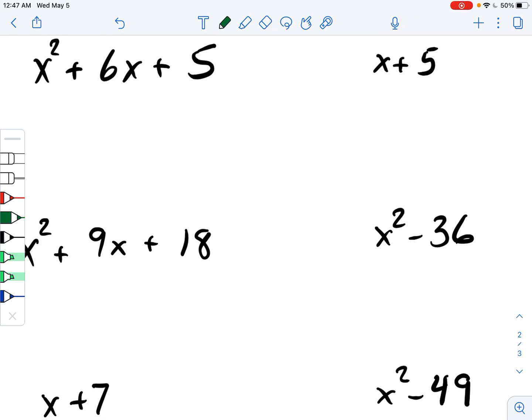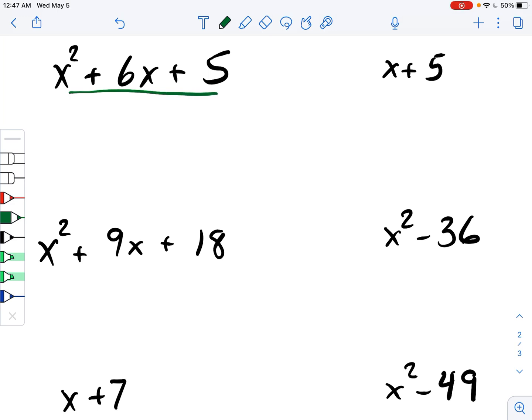So let's look at some of these. Let's pretend like this is one denominator and this is another denominator. So we're just focusing on those. My first recommendation to you is going to be to factor.